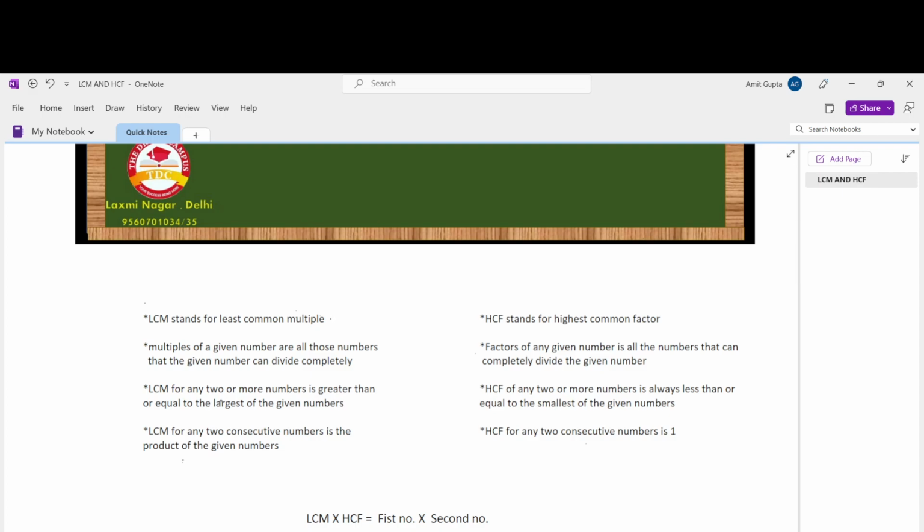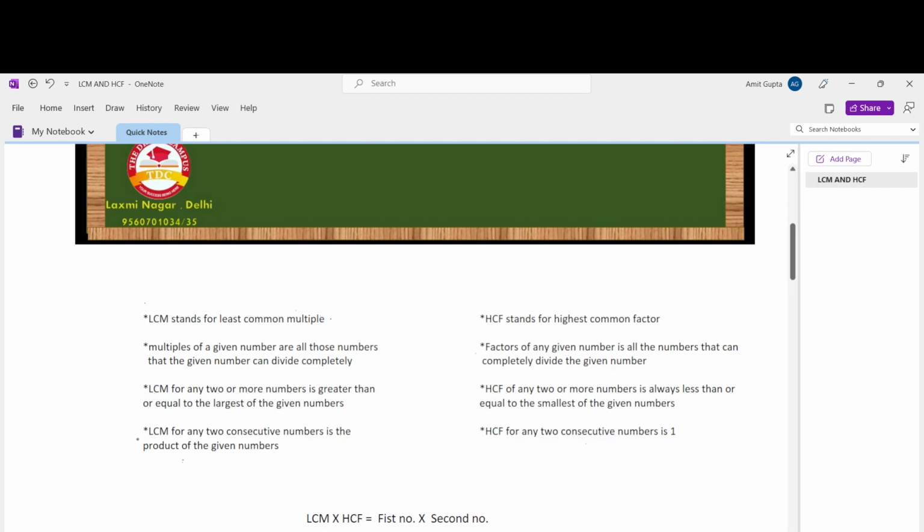Let's say we have two numbers 4 and 16, so the LCM would be greater than or equal to the largest of the given numbers, in this case 16. And let's take another example. The two numbers are 2 and 9, so the LCM for the given two numbers will be 18, which is greater than 9. And LCM for any two consecutive numbers is the product of the given numbers.